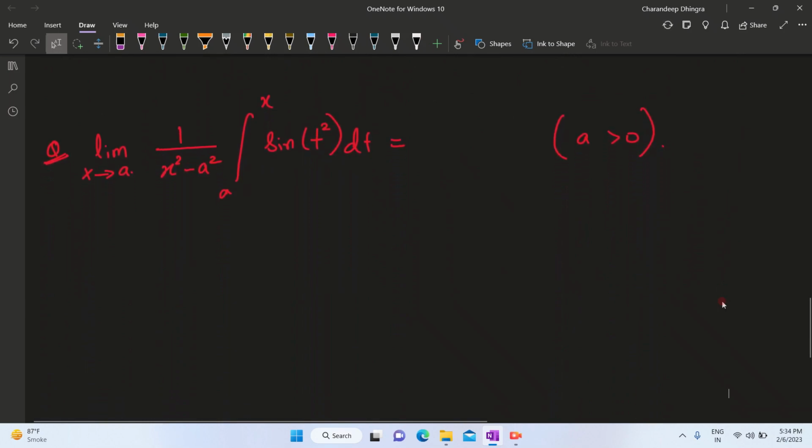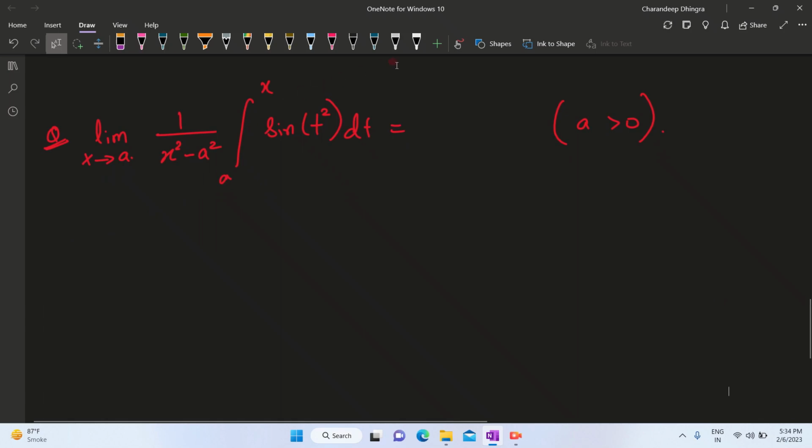You'll find that even in questions wherein you have limits, you can use Leibniz rule, because in limits you have L'Hopital rule whenever there is 0 upon 0 or infinity upon infinity. So in this question, the question is the limit as x tends towards a of 1 upon (x square minus a square) times the integration from a to x of sin of t square dt, and you have to find this answer. a is greater than 0.